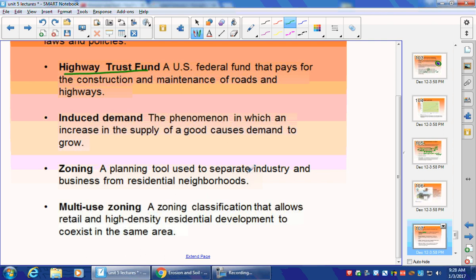Okay, zoning is a tool to separate industry and business from residential neighborhoods. So if you work at a factory that's far away from your house, guess what you're going to have to do? You're going to have to drive. You can also do this the other way. You can make sure that you keep things that are not desirable out of your residential areas so that people want to stay there. Mixed-use zoning, this is a good thing right here. It allows retail and high-density residential development to coexist in the same area. And the good thing about this is that it increases walking, or in general, just lowers use of fossil fuels.